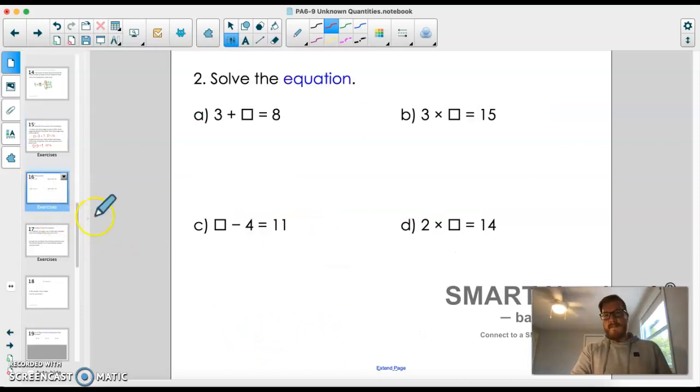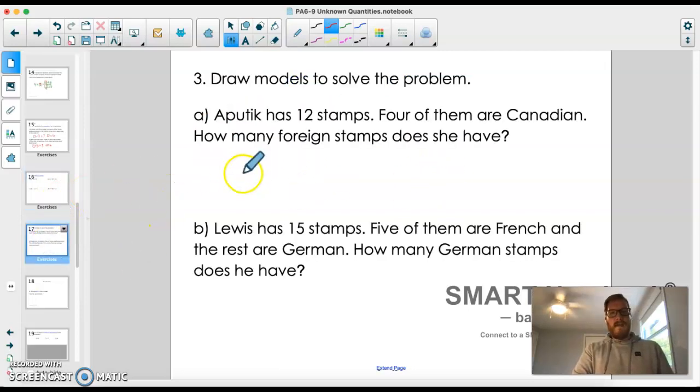Okay, some extra problems here about solving the equation. You can pause it. You can work through those on your own real quick. I'm just going to keep moving on. Some more word problems, which are worthwhile pausing and working on them. Okay, I'm going to move on.